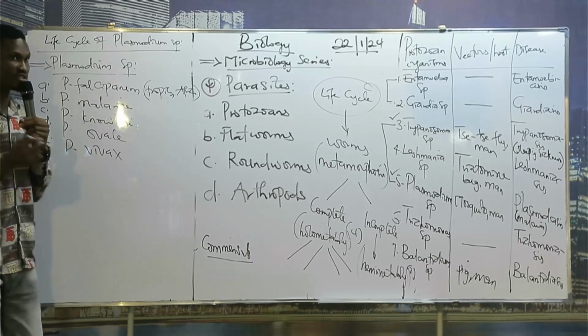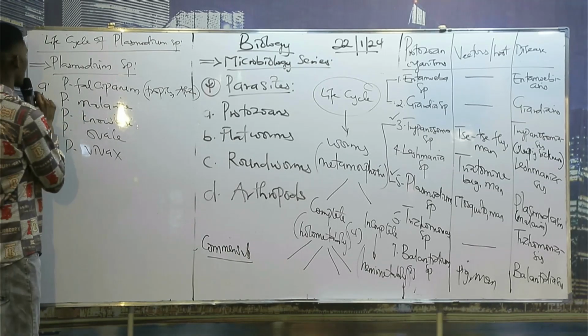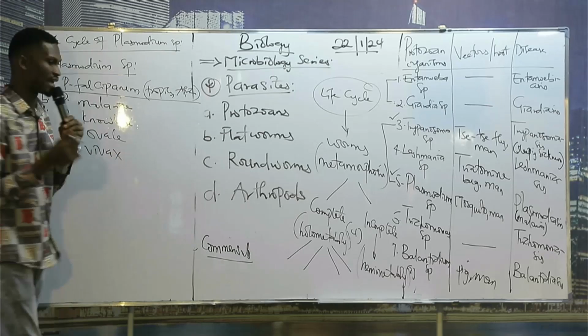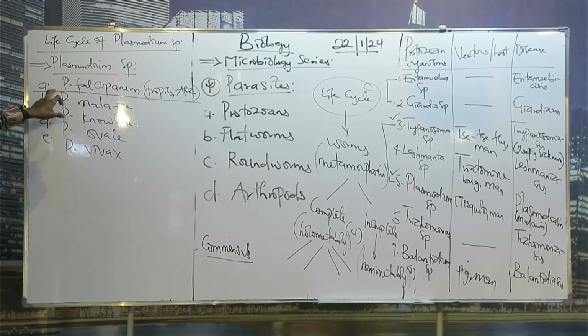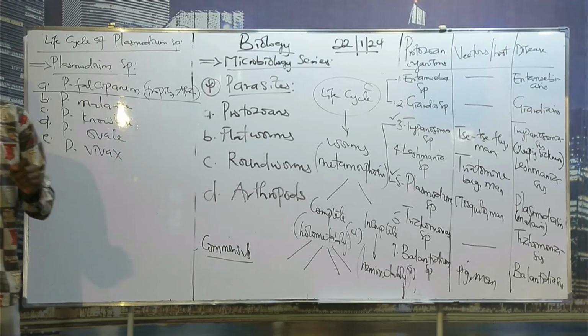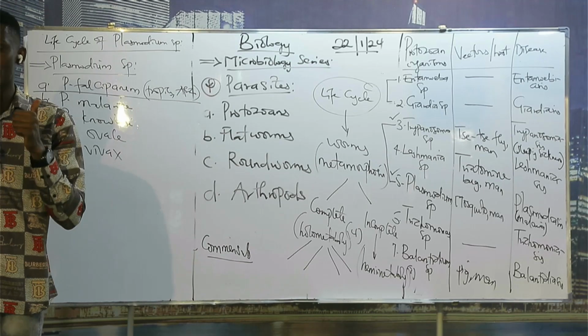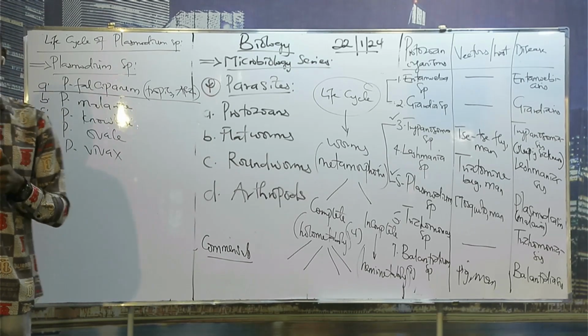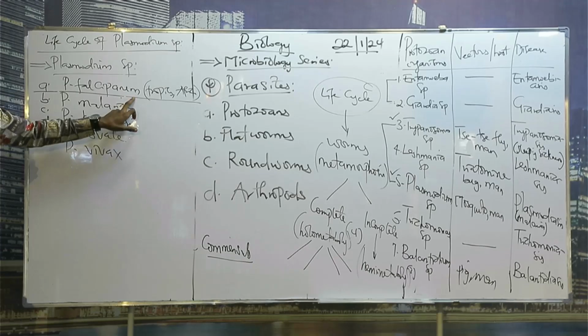Now, these are different species of Plasmodium. Out of all these species, the one that affects us in Africa and Nigeria is the first one. What's that first one called? Plasmodium falciparum. So this is the one that caused that malaria you suffer from. It is in your past question. How many did I list here? 5. Please look up. The first species is Plasmodium falciparum. What did I say?